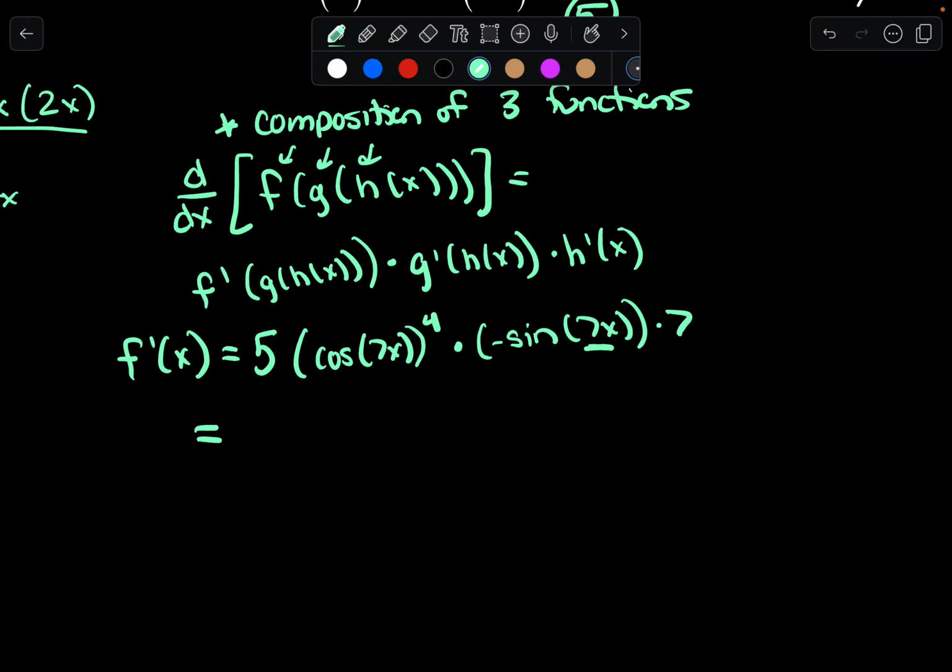So if we clean this up, we have a 5, a negative, and a 7 that are on the outside, that are not part of the transcendental functions. So I'll have negative 35, and then I have cosine to the power of 4 with an input of 7x, and then the last one will be sine of 7x.